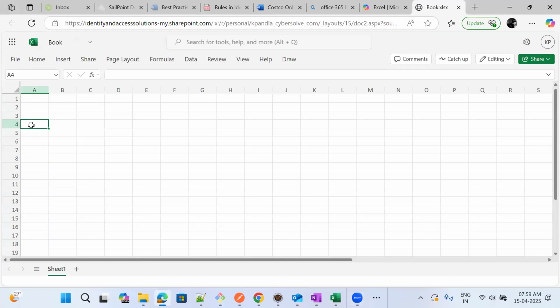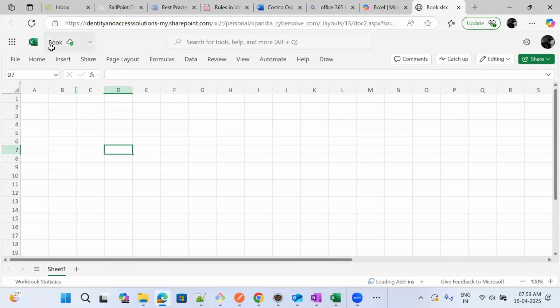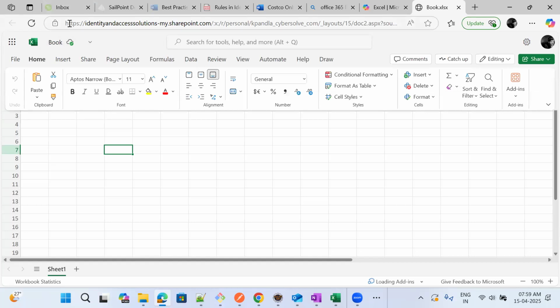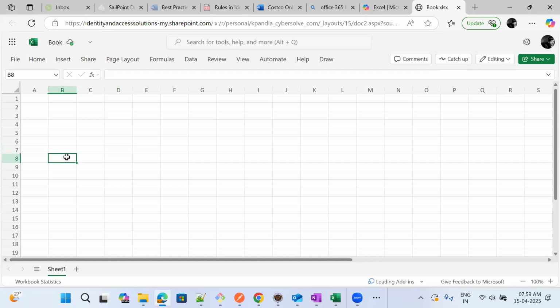So if I create any data here, if I do any manipulation in this browser and save it, this data will be stored in the cloud. Here I have not installed Excel, but I simply accessed a service. So via my browser, I have accessed the service and I'm using Excel as a service here.